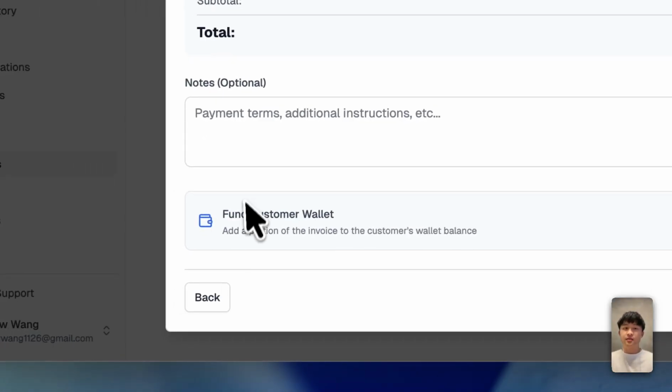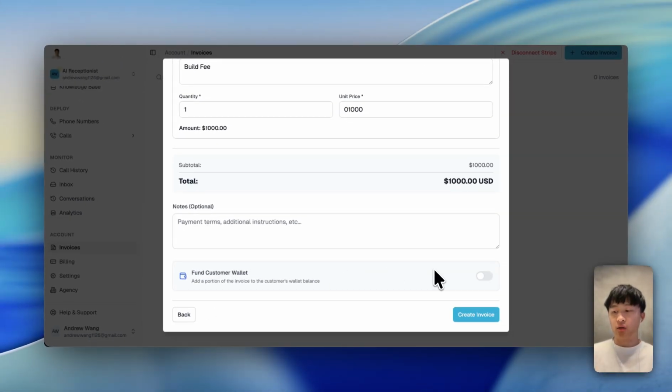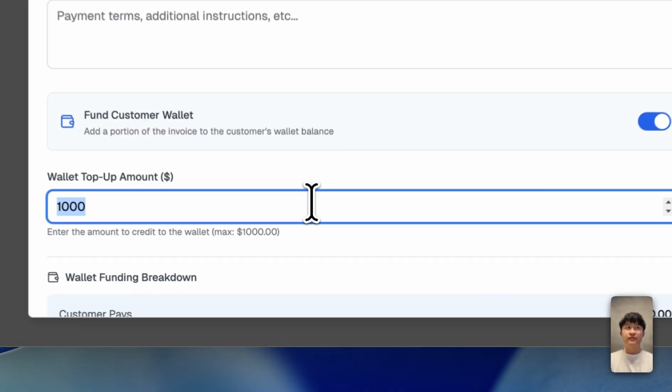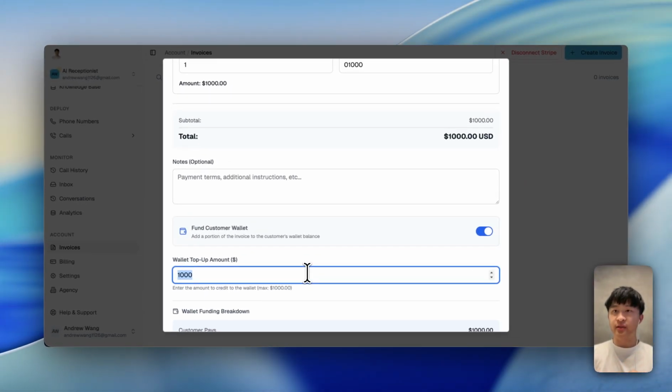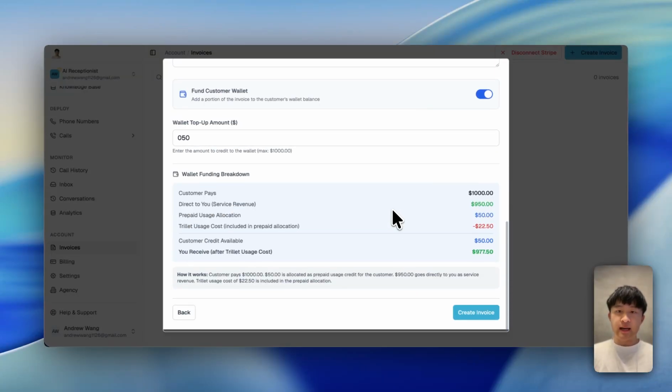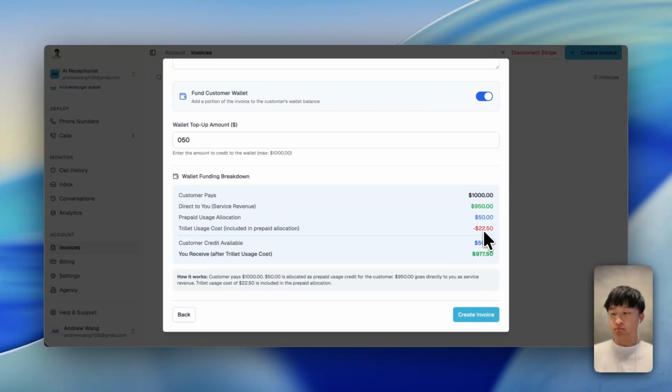Now the important part is here. So typically how a lot of situations work is that you want to charge a build fee, for example, of $1,000, but then you might want to also give them the usage for that as well. So let's say you want to give them $50 worth of usage and credit. Now, if you remember in our previous section, I gave the custom minute markup as 20 cents per minute. So this will reflect that as well. So if you want to give them $50, it now means that the custom minute markup is 20 cents.